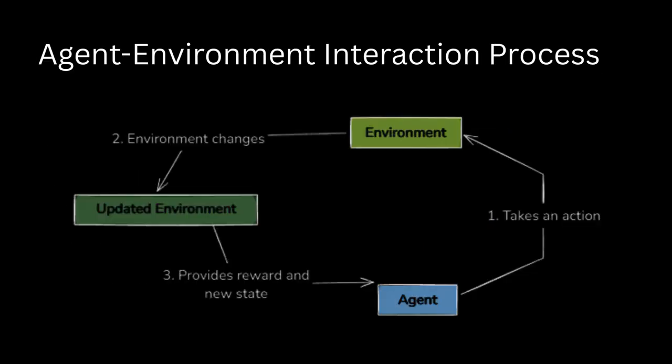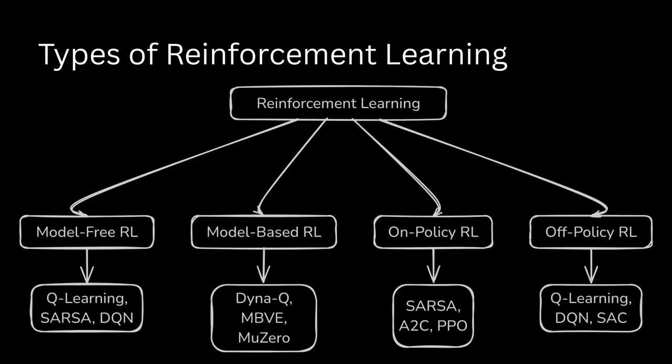Here's a visual representation of the agent-environment interaction process. The agent takes an action, the environment reacts, and then the agent gets feedback, which is the reward and a new state. This feedback loop helps the agent learn and improve over time. Now, let's talk about the different types of reinforcement learning, each with its own approach and advantages.